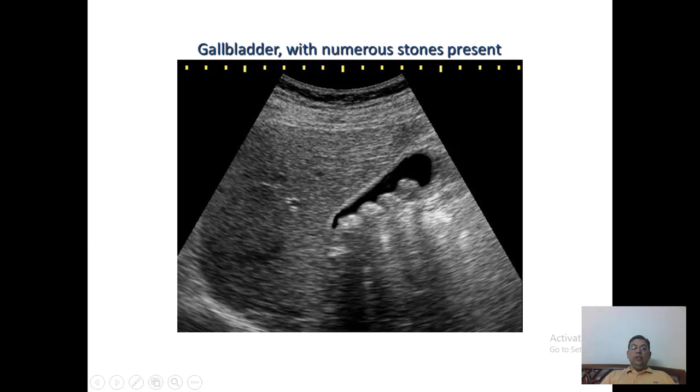And if you see, there are these long acoustic shadows, all of them. जैसे कहते हैं ना कि बुराइयों के लंबे साए होते हैं, इसी तरह ये जो गॉल ब्लैडर के अंदर ये स्टोन्स हैं, इनके भी लंबे लंबे साए हैं, acoustic shadows हैं. So they are hyperechoic with acoustic shadows, and this is the gallbladder, this is the liver, and you can see the capsule of the liver here.